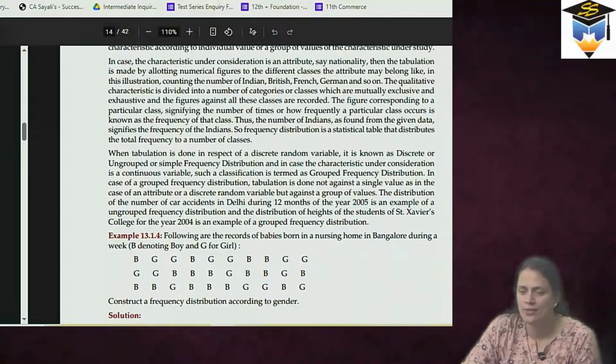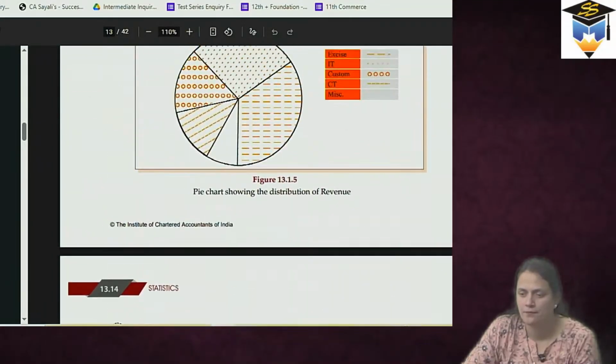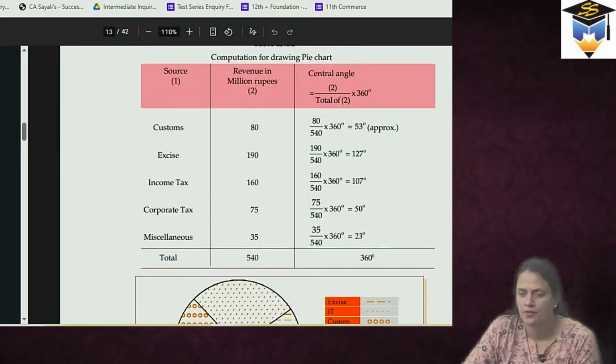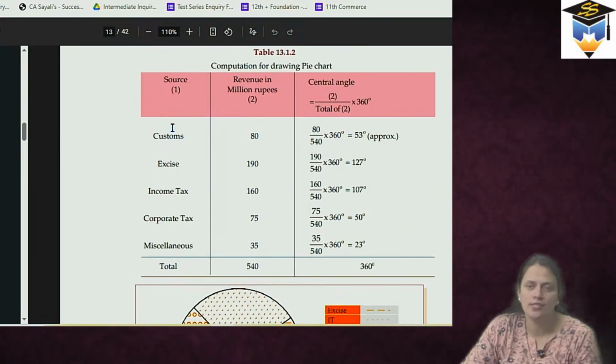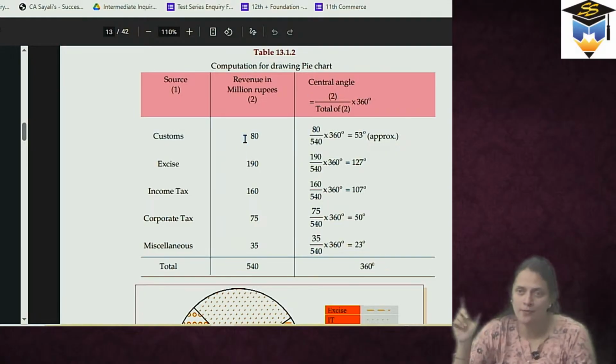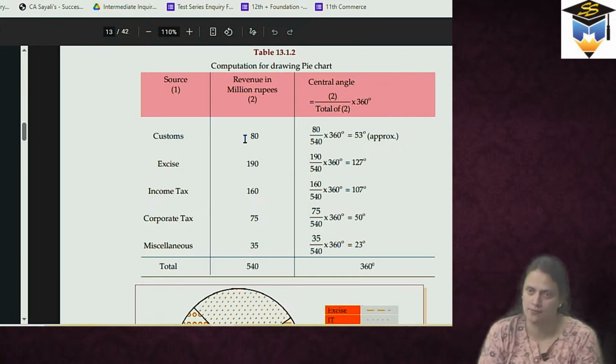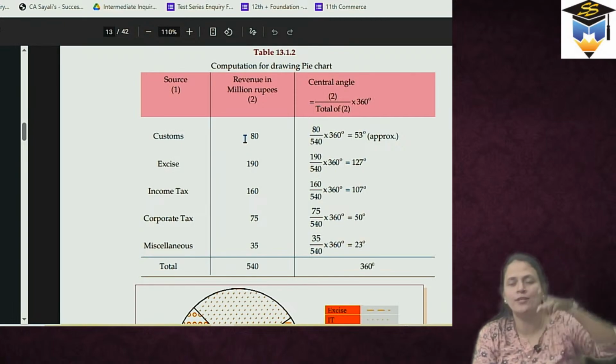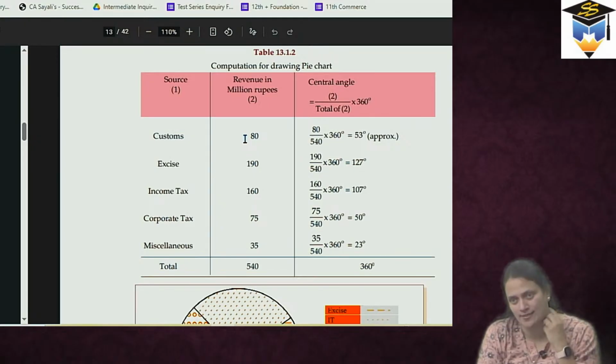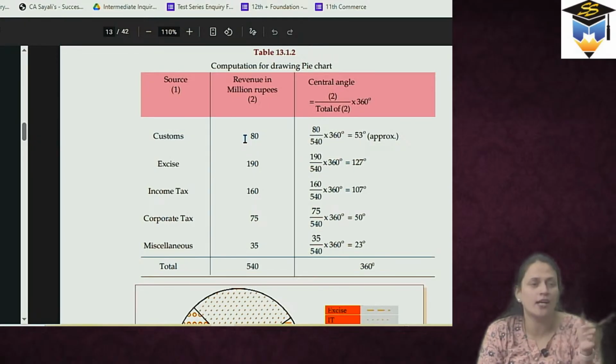So now here, as you can see, the source is given to you as customs. Revenue in millions of rupees is 80. First, what we have to do is find out how many degrees we get for customs. Then next we'll find out how many degrees we get for excise. Next we will see how much is income tax, how much is corporate tax, and how much is miscellaneous.